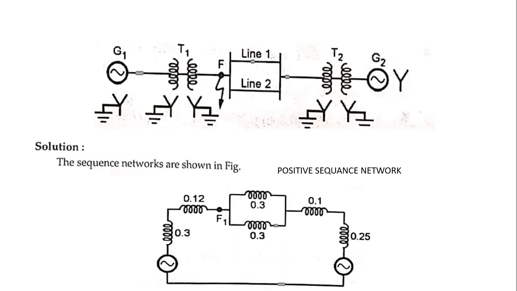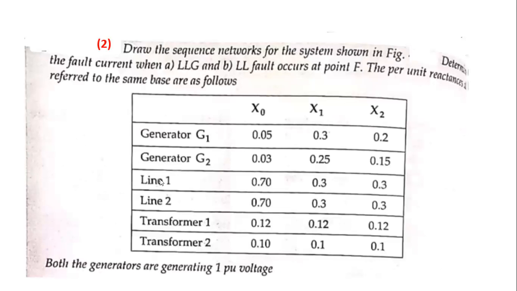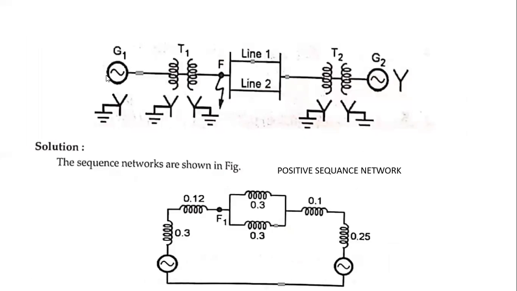First, we observe the single line diagram for this power system network. In that single line diagram, we first see two generators, two transformers and two transmission lines. Every element has a positive sequence reactance, a negative sequence reactance and also a zero sequence reactance.